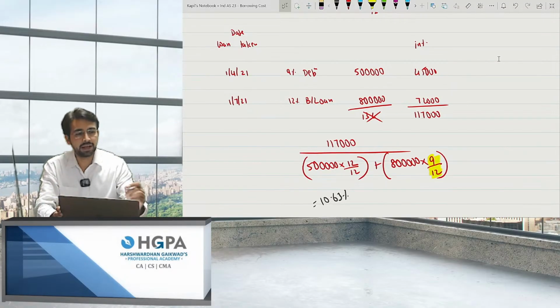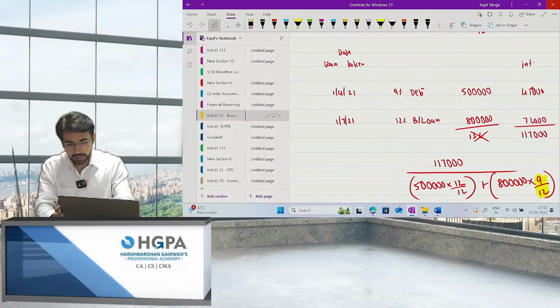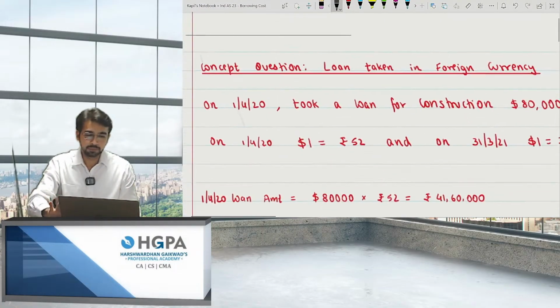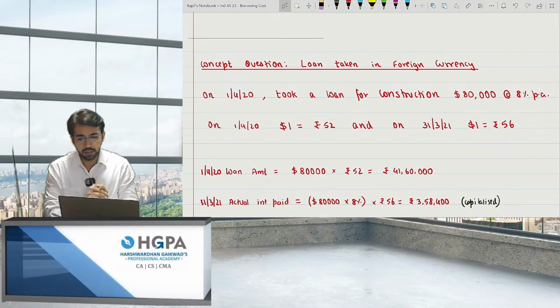Okay, moving ahead. So, how to calculate WACB? The point is very clear. Okay, fine. Moving ahead. Now, one of the important questions is loan taken in foreign currency for construction purpose. Okay, so I've taken it with an example. Please pay attention and please be attentive.